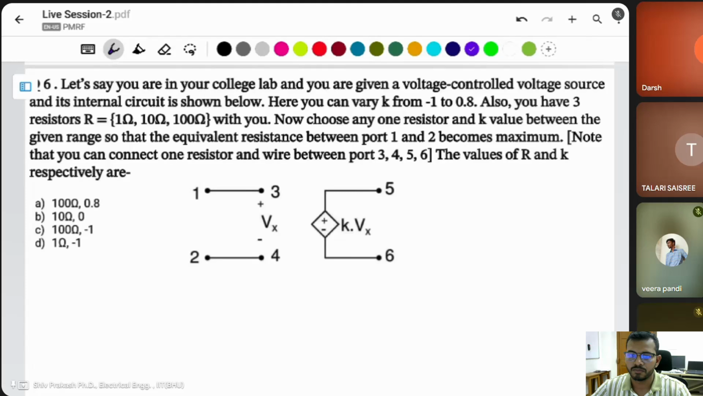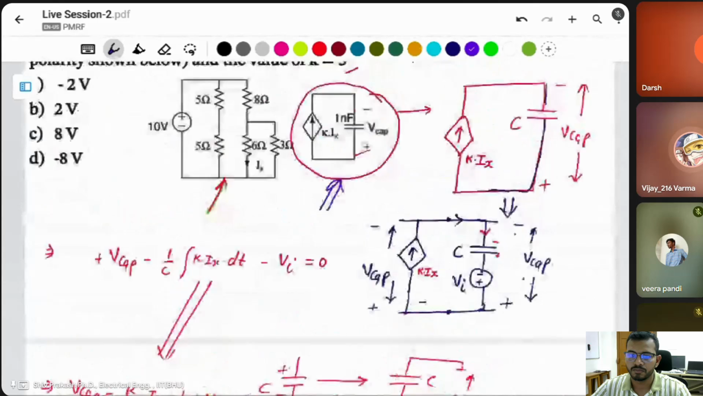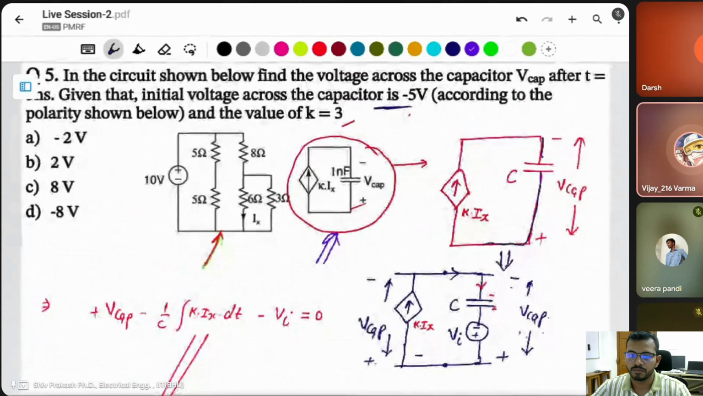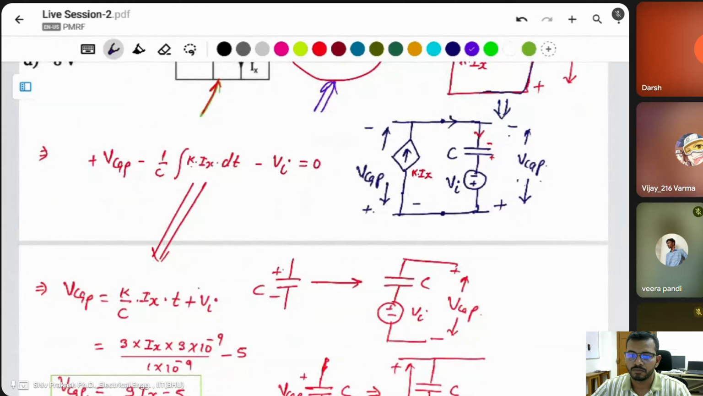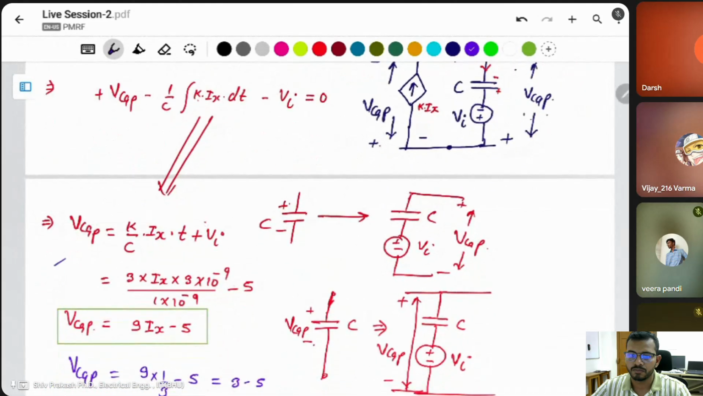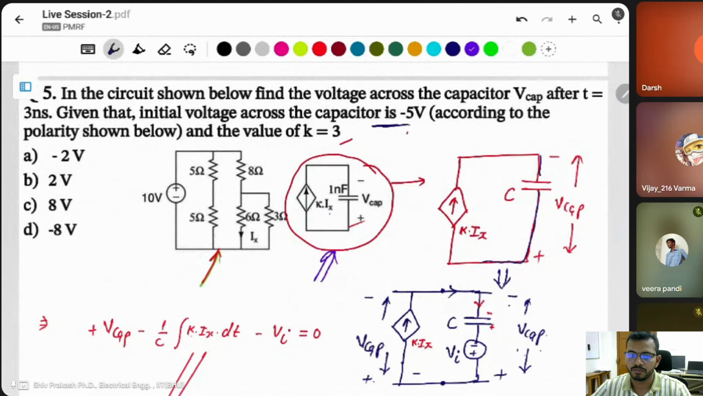and 2. Sir, for the capacitor, just multiply with Ix to give the voltage. In this question, we found the Ix value, then we substitute into the capacitor value to get the answer. The capacitor voltage depends on the Ix value because the current is K into Ix, and it means the Ix current is flowing through it.